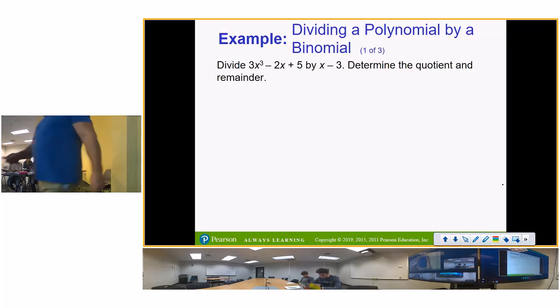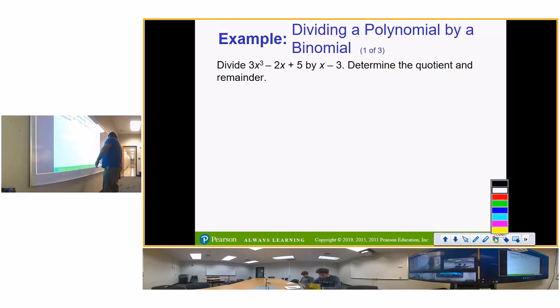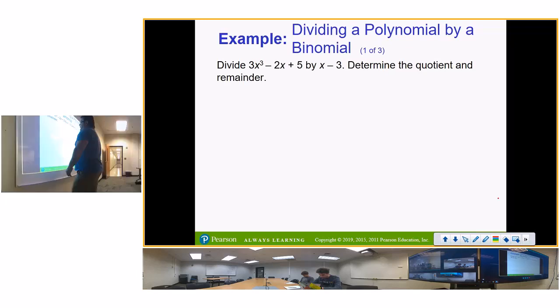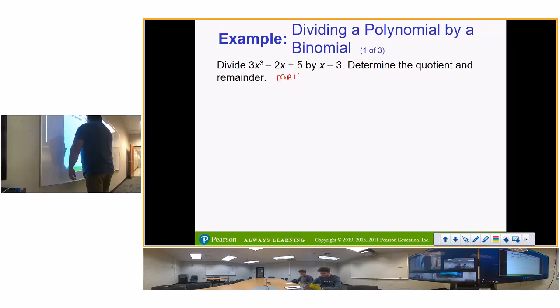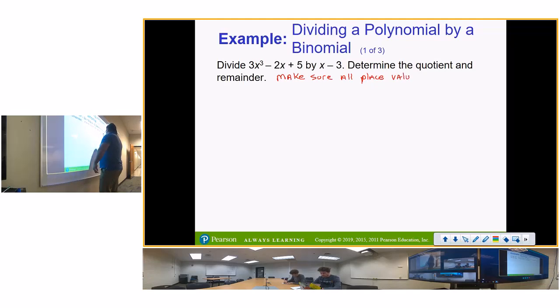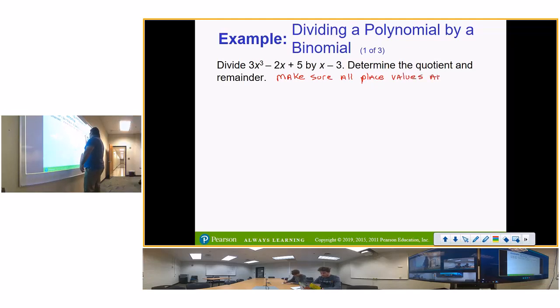All right, so here we go. First thing, and I'm going to put this in red. Red means what? It's important. So make sure all place values are accounted for. What does that mean? You need to put in a 0x squared. Exactly. If I need to put in a 0 term, I need to put it in because if I don't, it's going to screw up everything.